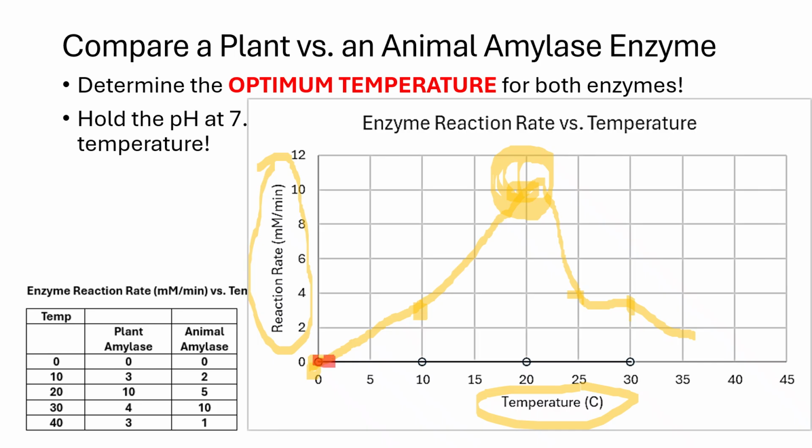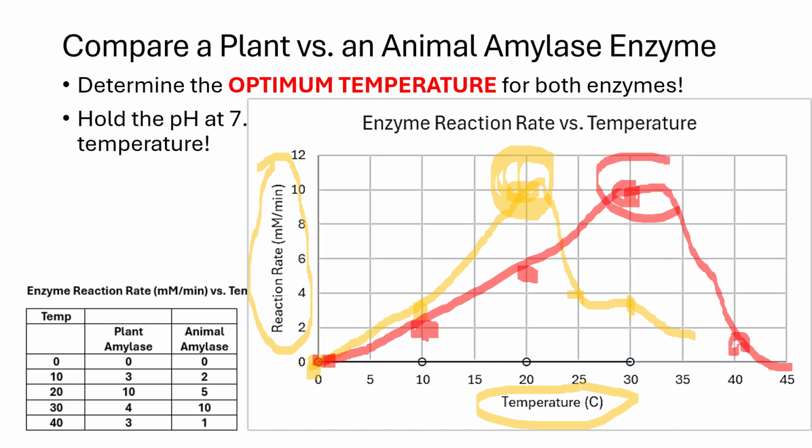So 0, 0, we'd expect. Then at 10 degrees, we have a rate of 2. At 20 degrees, we have a rate of 5. At 30 degrees, we have a rate of 10. And then at 40 degrees, it drops all the way back down to 1. Right, so the animal amylase has an optimum temperature of around 30.